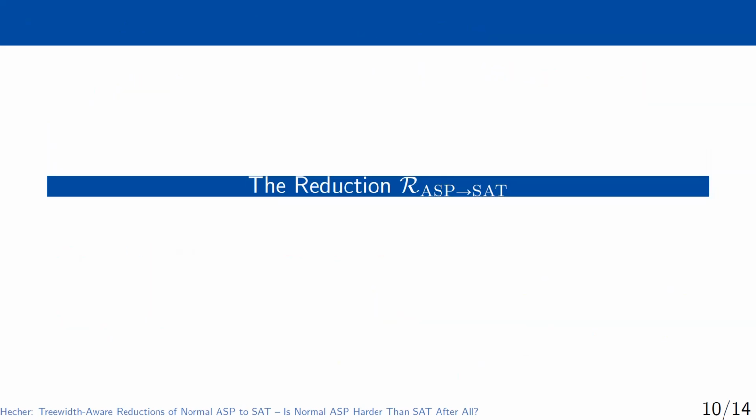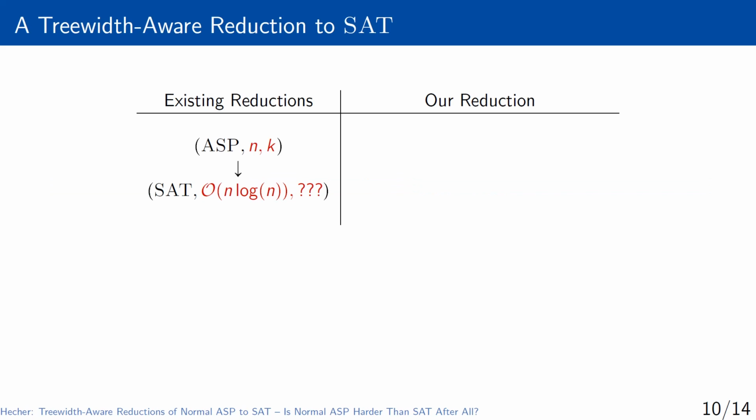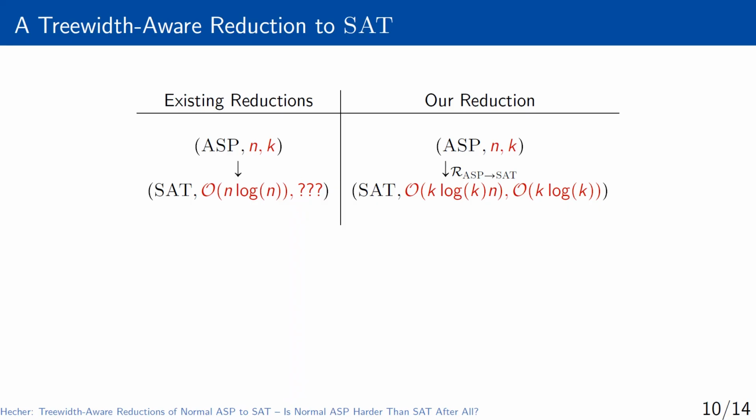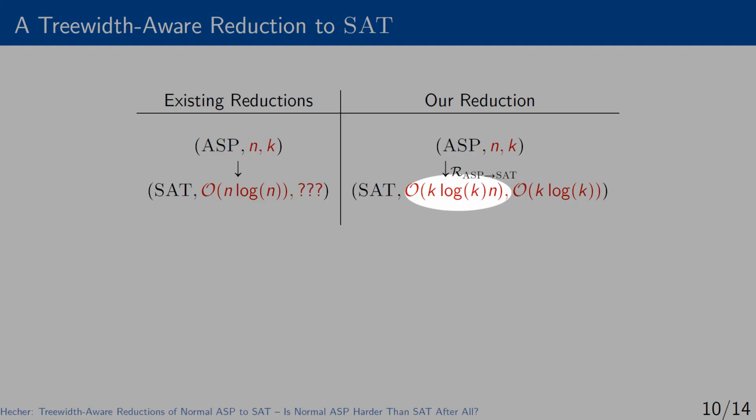This now brings me to our reduction from normal ASP to Boolean satisfiability. Okay, so most reductions we have seen so far take an ASP program with n atoms of treewidth k and produce a SAT instance where the number of atoms is subquadratic. However, the tree width can be really large because there might be rules that are even of size, say, n or log n. While our reduction also causes overhead in the number of variables, this overhead is bounded by the tree width. Moreover, the tree width is only slightly increased compared to the tree width of the program where we started from.